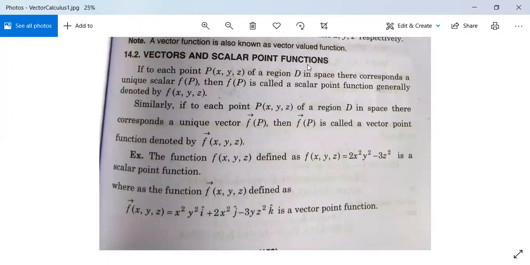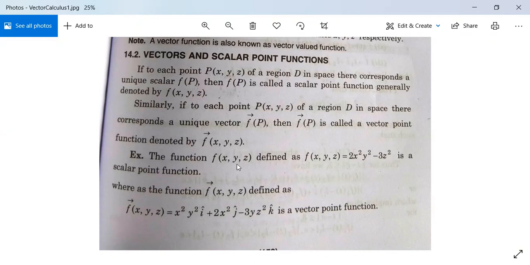Next, vectors and scalar point functions. If to each point P(x, y, z) of a region D in space, there corresponds a unique scalar f(P), then f(P) is called a scalar point function. Generally, we write it as f(x, y, z). Similarly, if to each point P(x, y, z) of a region D in space, there corresponds a unique vector f(P), then vector f(P) is called a vector point function, and we will denote it by vector f(x, y, z).